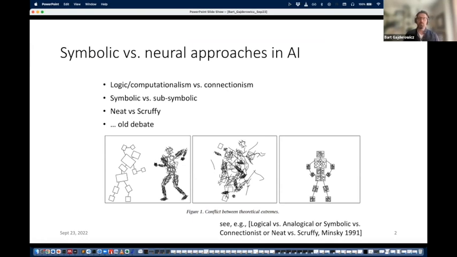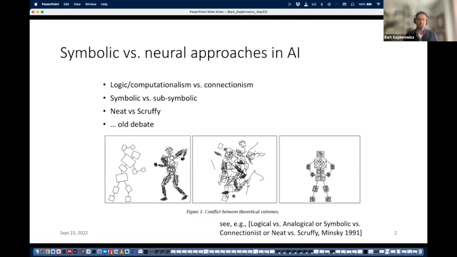This has been an old debate, which approach is better. Is it symbolic? I'll describe what each of these are in a second, but you've maybe heard of this debate between one approach versus the other being categorized in many different ways. So logic or computationalism is the symbolic representation. Connectionism is a name for neural approaches. It's also been categorized as symbolic versus subsymbolic. An older term is neat versus scruffy.